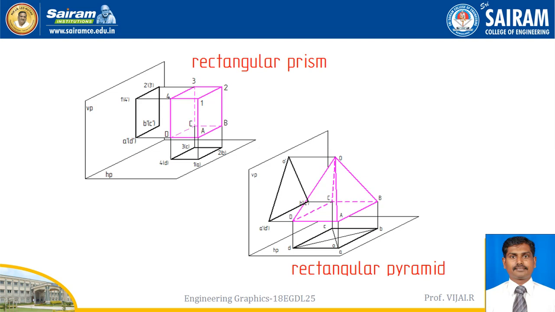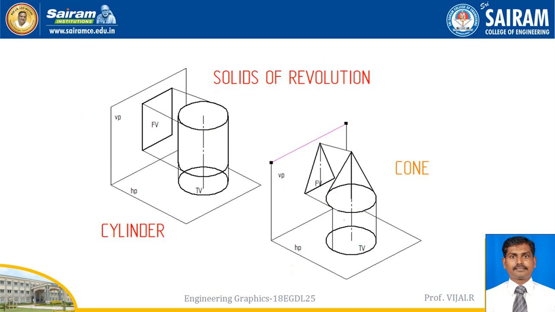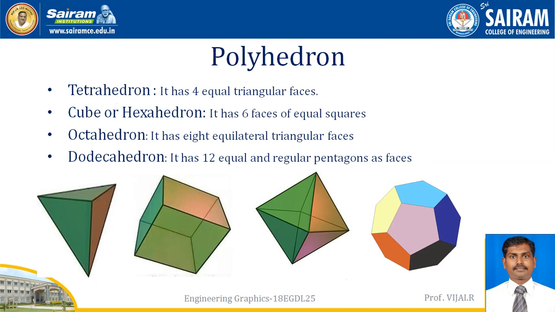Okay, and now we know how to keep a solid in the front plane and horizontal plane, and how to get the top and front views. Okay, these are pyramids and prisms. Already we have seen the cone and cylinder, how we will keep them, we know. And moreover, there are some polyhedra: tetrahedron, hexahedron, octahedron and dodecahedron. In our engineering graphics problems we are going to solve the hexahedron and tetrahedron.